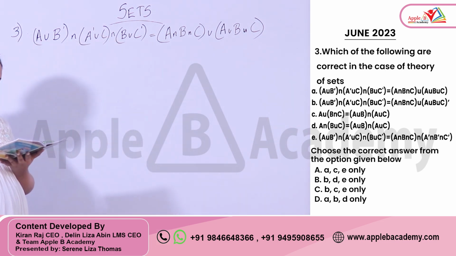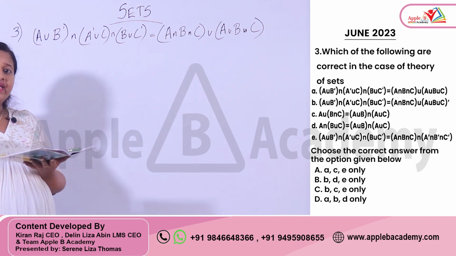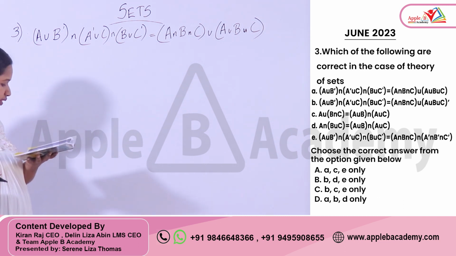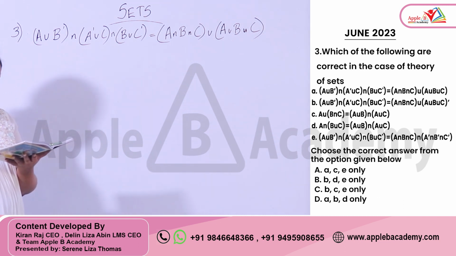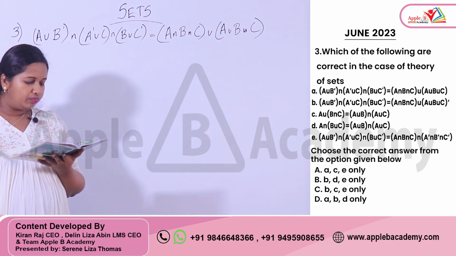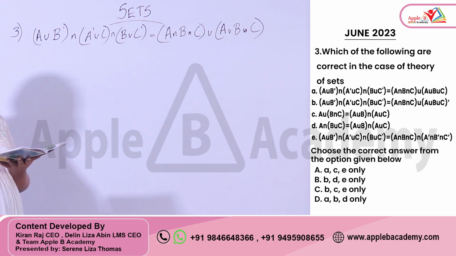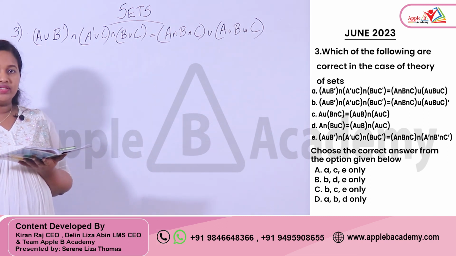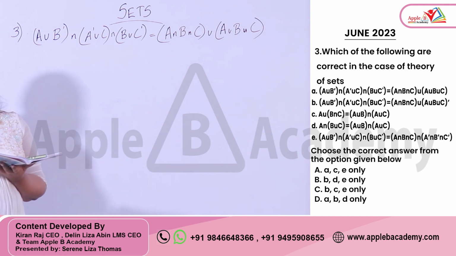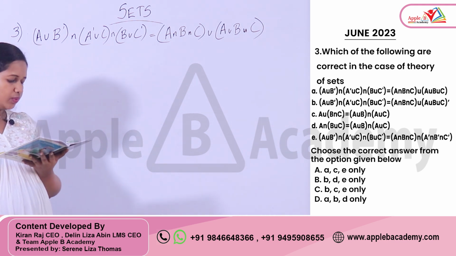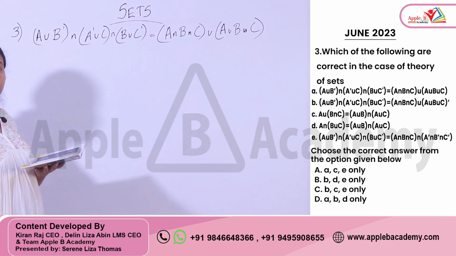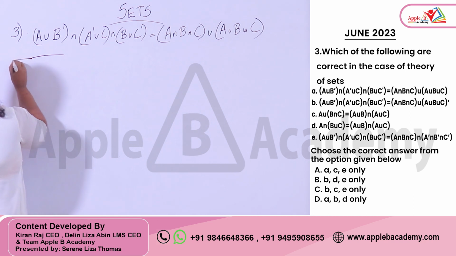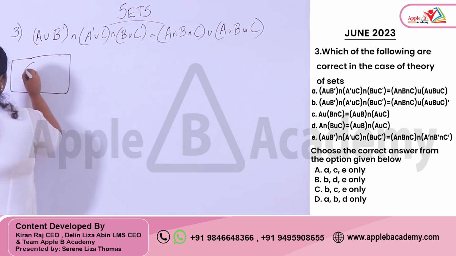The first one is, you need to see whether the LHS is equal to the RHS. So (A union B complement) intersection (A complement union C) intersection (B union C complement) is equal to (A intersection B intersection C) union (A union B union C). We will solve this using the Venn diagram. So the first one is A union B complement. We will draw the Venn diagram for that one. A union B complement.